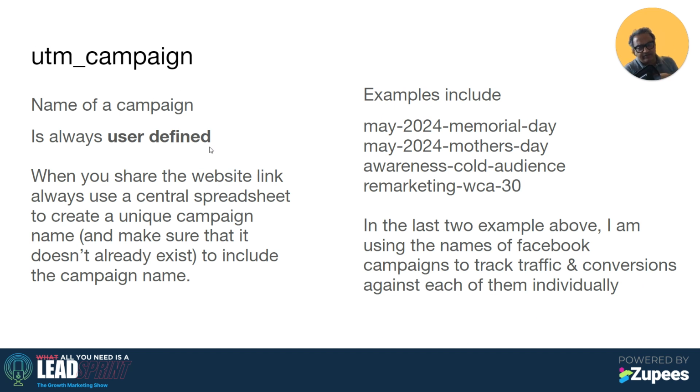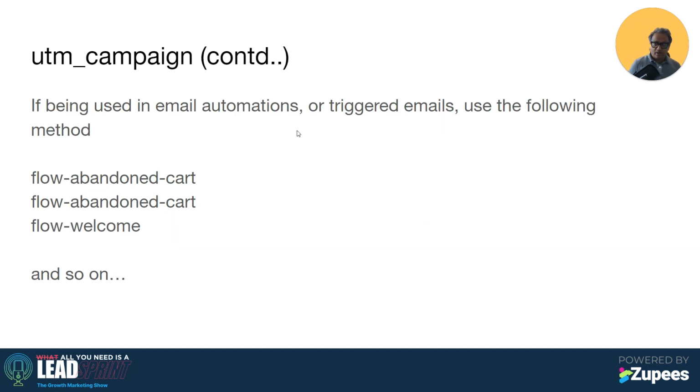Campaign is always user defined generally. So Google does not know what campaigns you're running unless you're actually running paid ads, in which case Google will probably add your campaign name or campaign ID there. But once again, try to create the spreadsheet first, campaigns later, so you can take the campaign name from your spreadsheet into the campaign URL in Google. So for campaign names, again, whatever nomenclature works for you is fine, as long as everyone on your team, every team on your marketing side, uses the same structure. If you see in the last one, I'm using the example name of Facebook campaigns to track traffic and conversions against each of them individually.